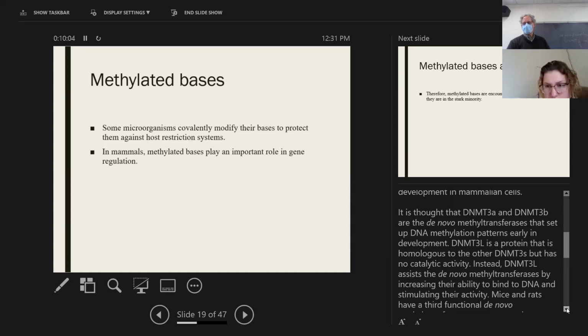Then the 3 group, the 3s, there's actually an A and a B and an L group. And these are the so-called de novo methyltransferases.